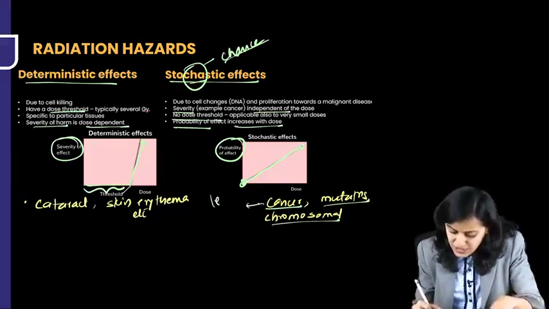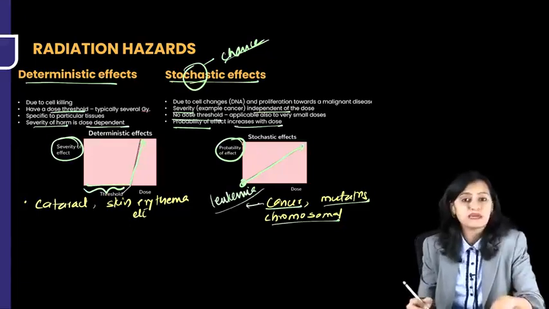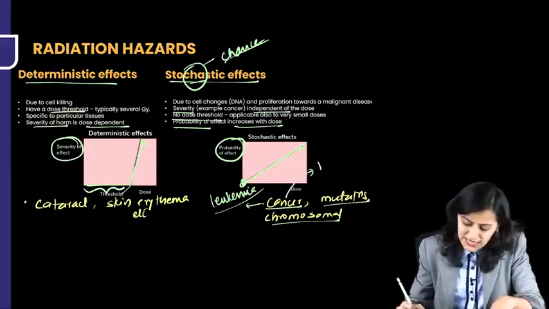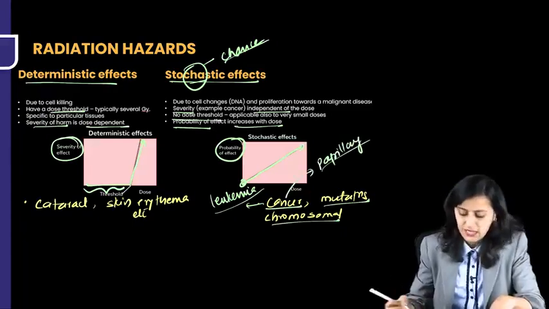Which is the most common radiation-induced cancer? It is leukemia. Which is the thyroid cancer which is radiation-induced? It is papillary carcinoma, right?